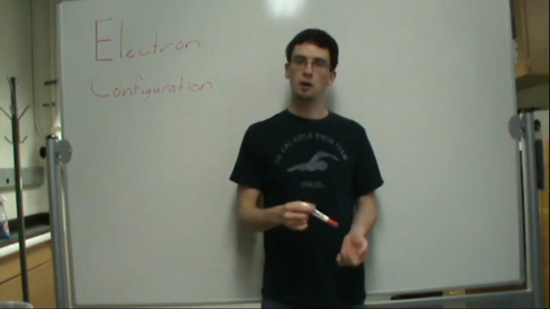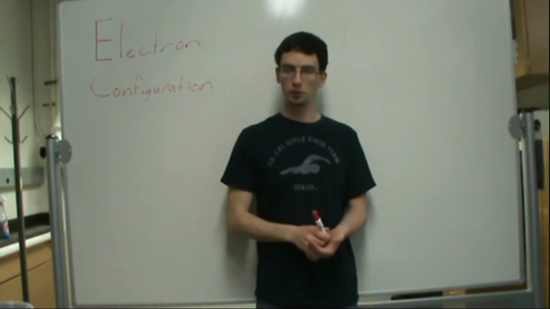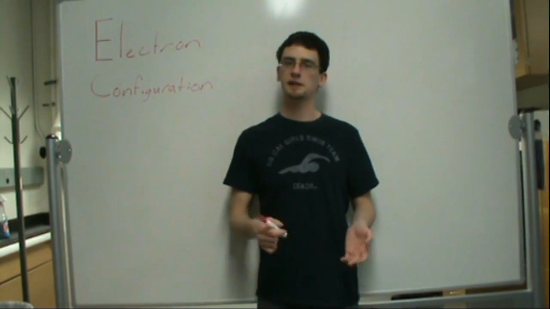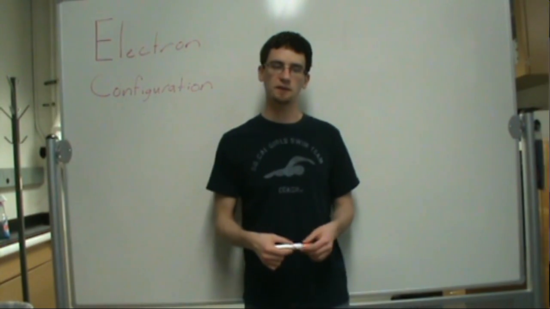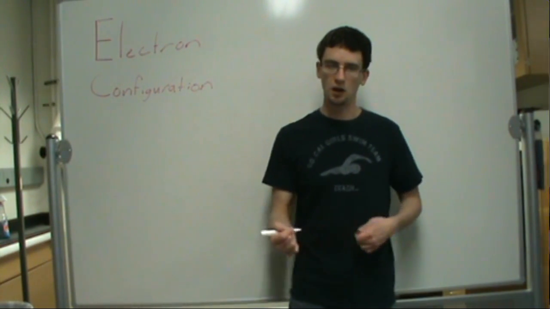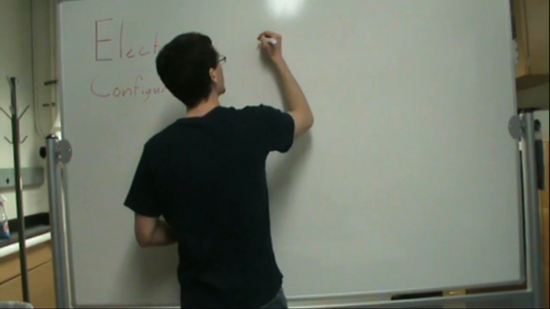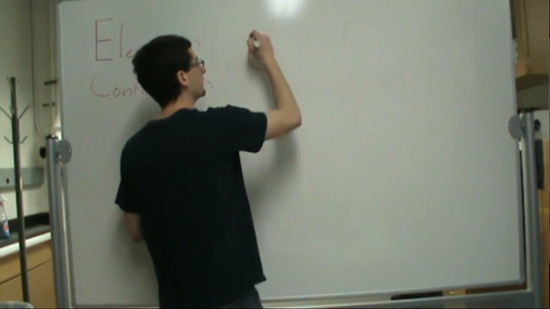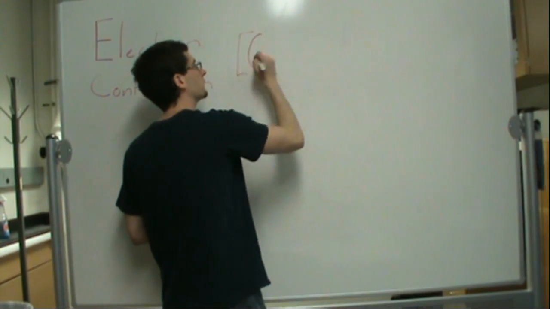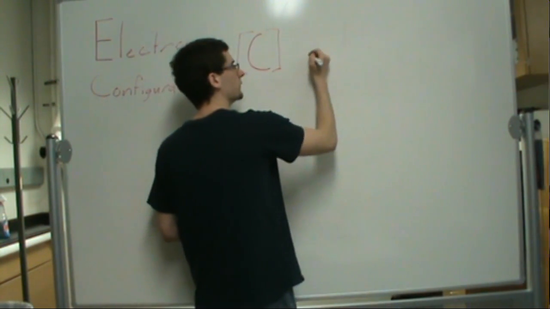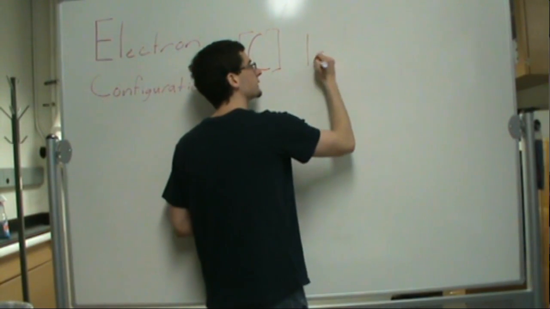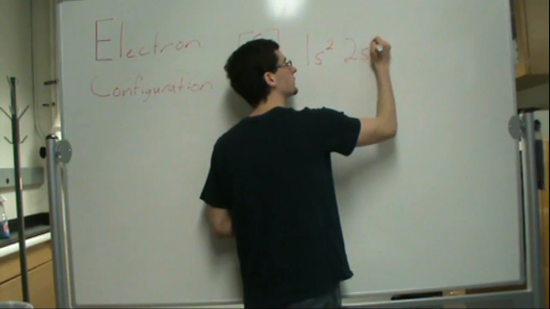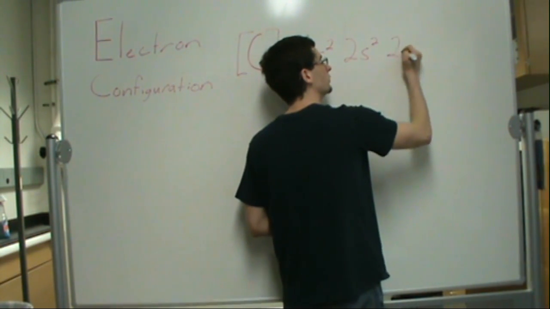Now, in Gen Chem, you often have to list the orbital occupation of an atom. So what's a common example of this? Let's say we have something along the lines of carbon. Carbon would have a configuration, we often write it like this, of 1s2, 2s2, 2p2.